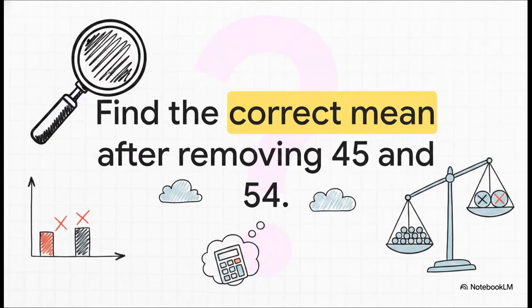Question 6 puts us right in the auditor's chair. We've got 200 observations that average out to 50. But, oops, we discover that the numbers 45 and 54 were included by mistake. We need to find the new, corrected mean after dropping these two bad data points.